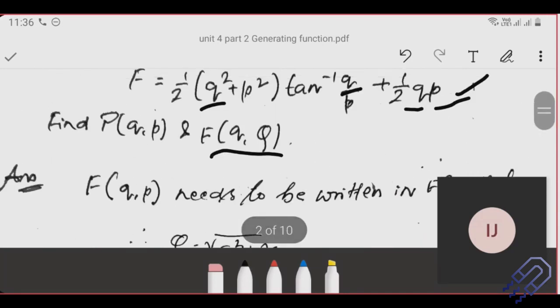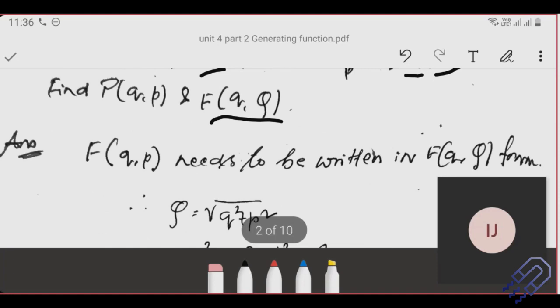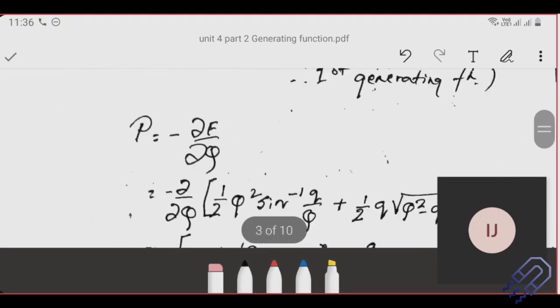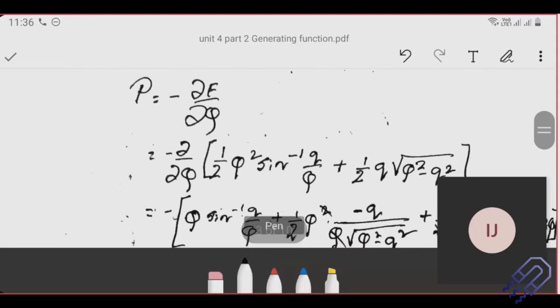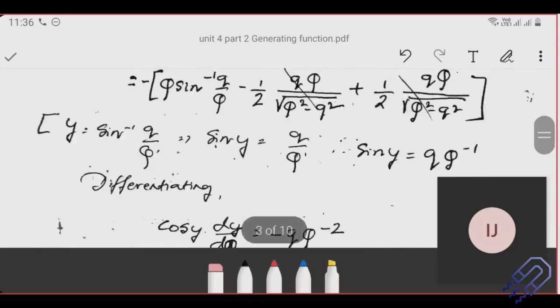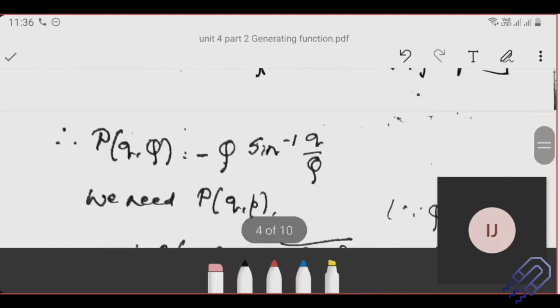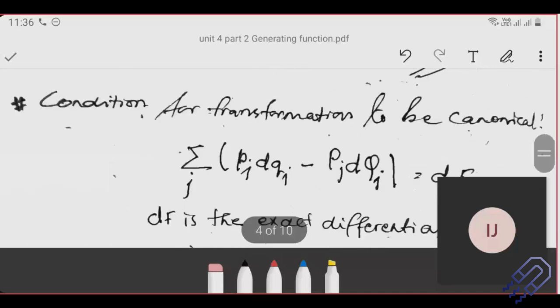And we also want to find out what P is. For that, we took help from the generating function formula that we have, that is P is equal to minus del F del Q. And then finally, we just replaced some values, did some standard calculation, and finally arrived at this result. Okay. So this is what we did yesterday.